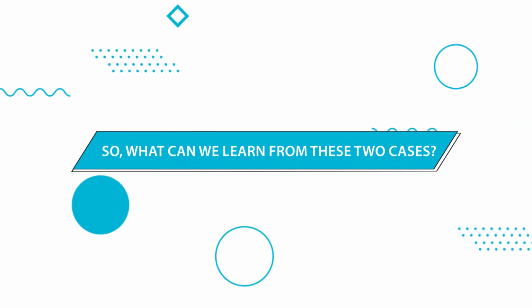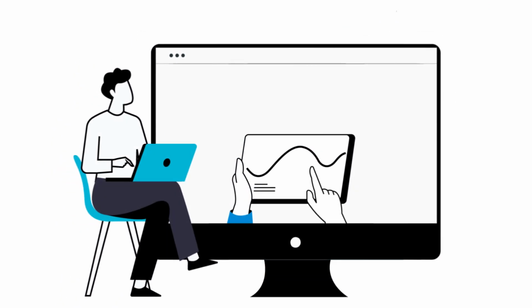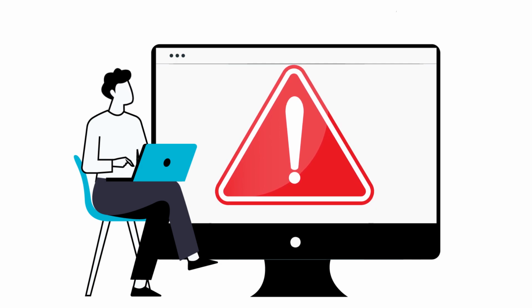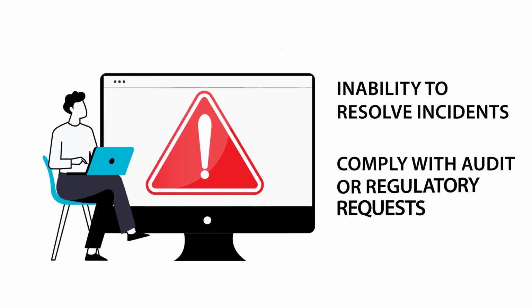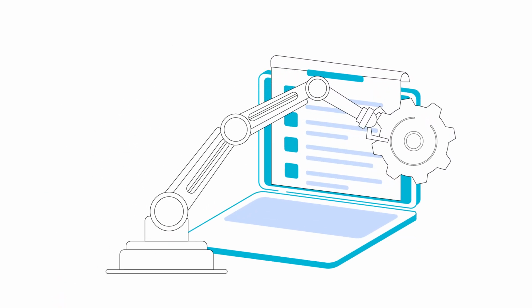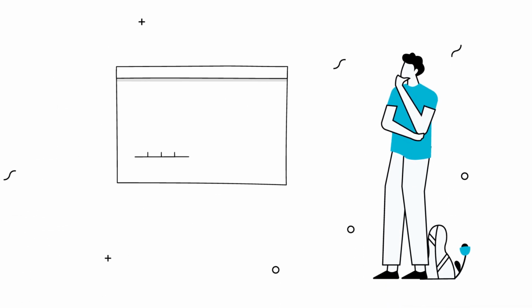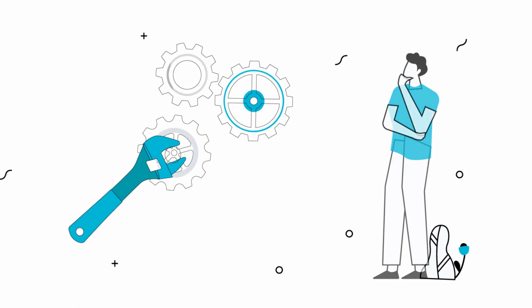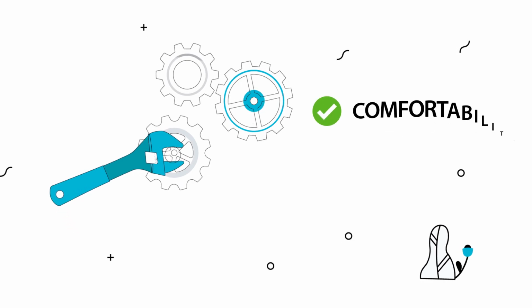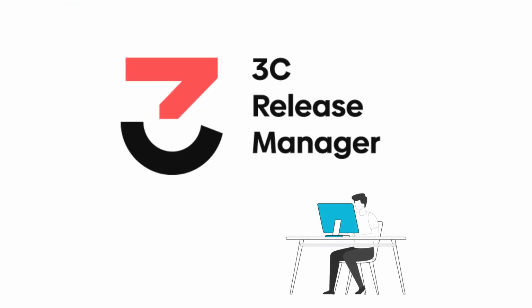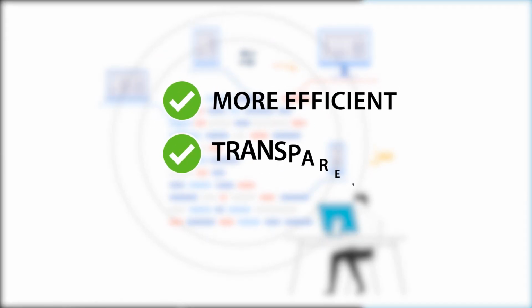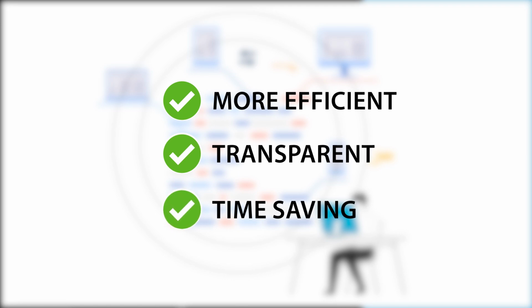So, what can we learn from these two cases? Tracking changes manually in documentation is prone to human errors that can later result in the inability to resolve incidents or to comply with audit or regulatory requests. By using a development tool that automatically tracks configuration changes, your organization can significantly reduce the risk of mistakes. Automated deployment processes further reduce error rate and lead to improved comfortability and efficiency. 3C Release Manager, your choice if you want to make your organization more efficient, transparent, and time-saving by being automated.